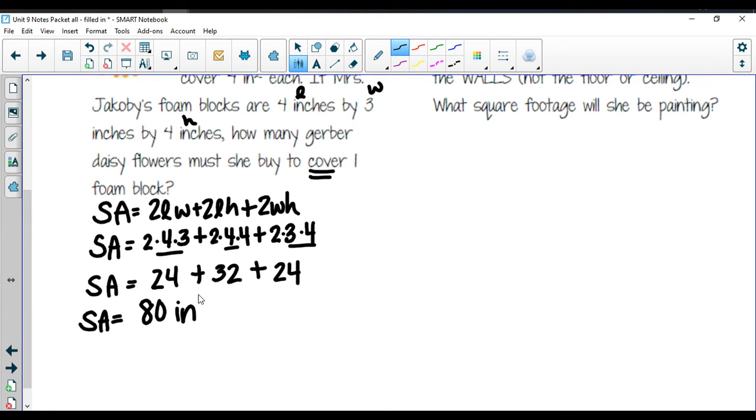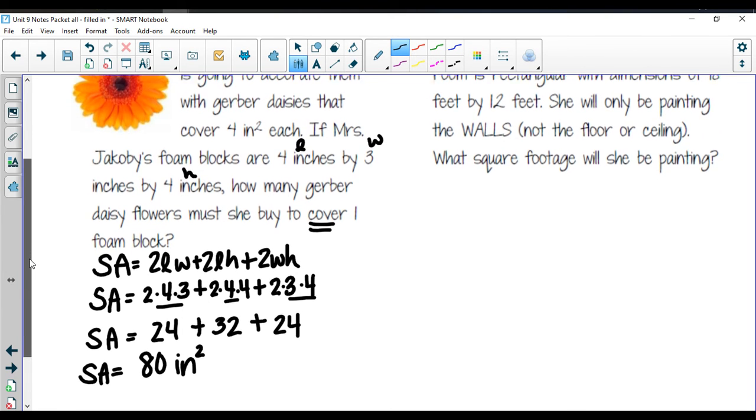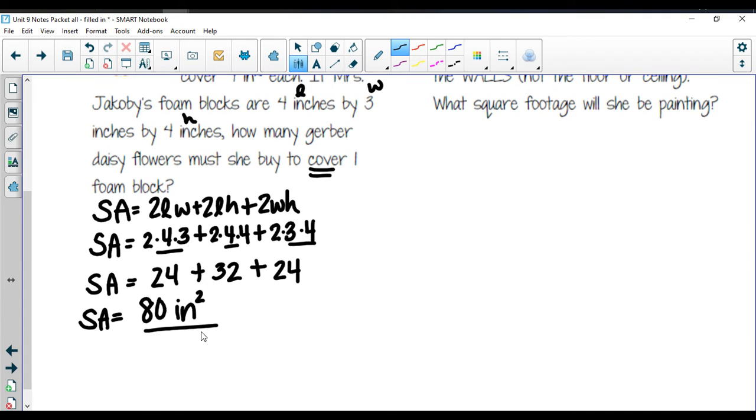And my units are inches. Since I'm surface area, that's squared because we're talking about area here. So we have 80 square inches. Each Gerber daisy covers 4 square inches. So I'm going to divide by 4 square inches. And 80 divided by 4 is going to tell me that I need 20 Gerber daisy flowers.